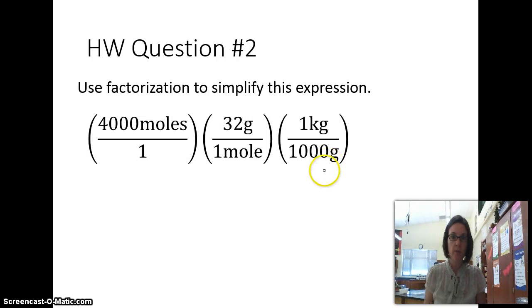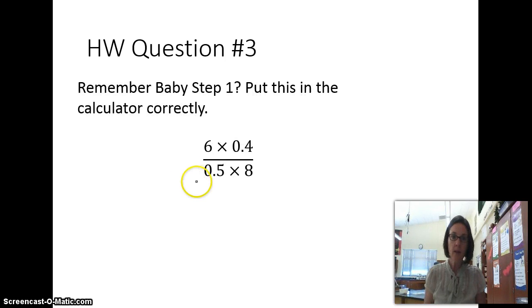Here's question number 2. Looks very similar to one of the other ones we did as an example in this video, where we're going to look for things that are factors on the top and the bottom that we can simplify. So you may want to pause it here. And then here's the last one.